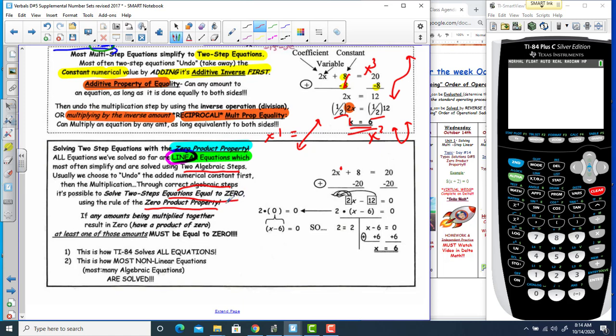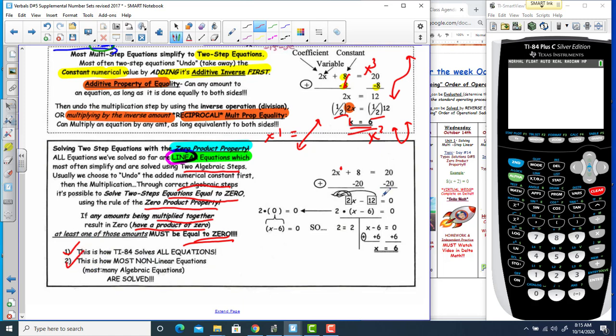And some kids freak out when that happens, but you don't have to. If any amounts are being multiplied together to equal 0, then the result would suggest that if their product is 0, at least one of the factors must equal 0. And that's what I want to consider in just a moment. This is how Texas Instruments, the calculator, solves all of your equations, and this is how most nonlinears are solved.